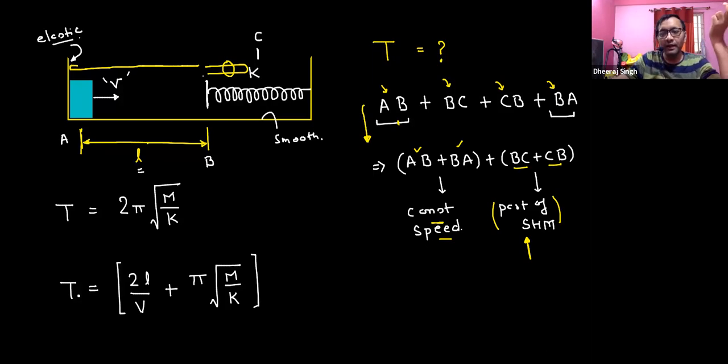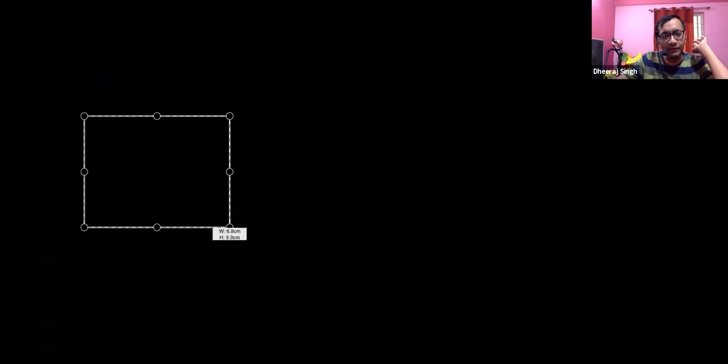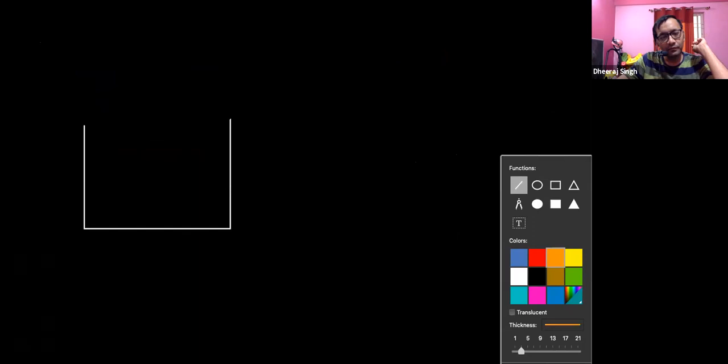Without a spring, can we have SHM? And yes, there are many, many situations for SHM. One of those is this. You have a bucket full of liquid that has a density of rho. You have a cube which is floating on it. Okay, here is a cube.